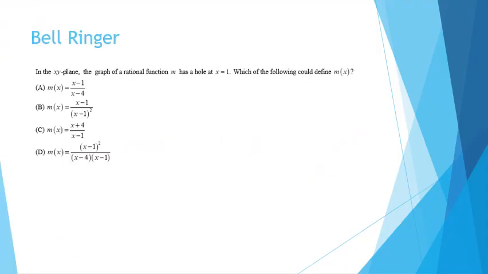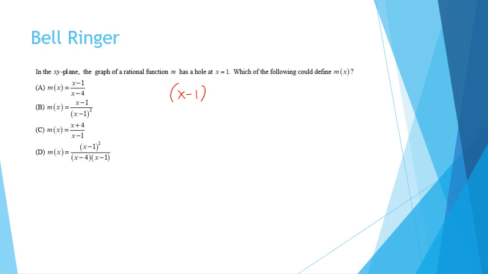So here's a bell ringer for day one. This is a 2-day lesson. We know that a rational function will have a hole at x equals 1. Remember that the linear factor is x minus 1. And a hole is either equally heavy or top heavy, and we want to see which one of these rational functions could be that function m.